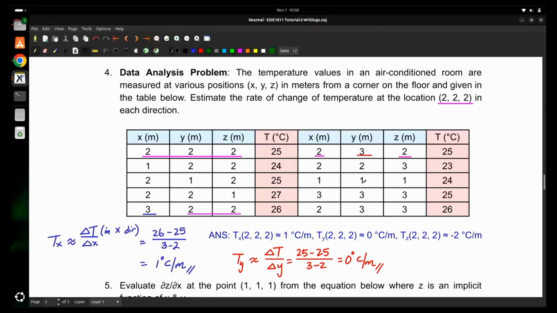Then the last one is that you move z. So you move z must be moving here. So z goes to 3, and then you maintain x equals 2, y equals 2. Okay, so t sub z will be approximated by change in t over change in z. So this will be equivalent to 23 minus 25. So you're going to get minus 2. Any questions?